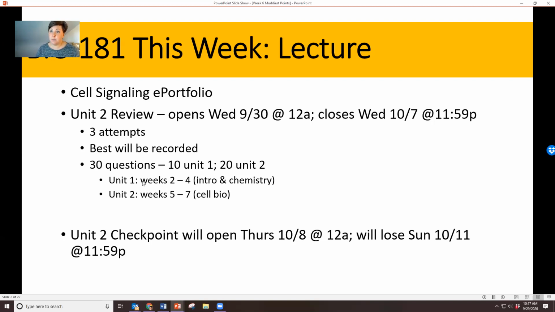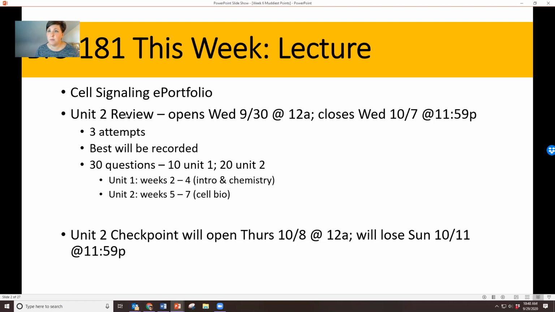The Unit 2 checkpoint, which again will not open until next Thursday, will be similar to the Unit 1 checkpoint. It will be worth 100 points. It will be 60 questions this time, so 50 questions from Unit 2, the cell bio, and then 10 questions from Unit 1. So way fewer questions from Unit 1, but they're still going to be there. And you will have an appropriate increase in time to take it.